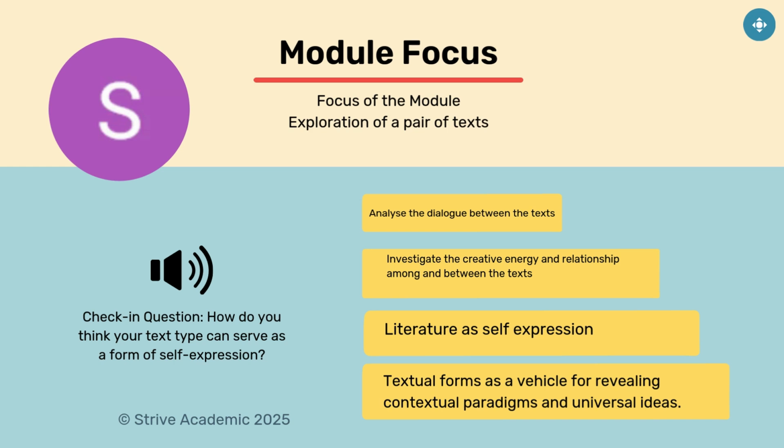Something that might help as well, think about the approaches in your pair of texts, is looking at literature as a sense of self expression. So, how is the author in each text using their form of literature in order to express themselves, to express their world, and to express their perspectives? And then you can actually look at that as a comparison.